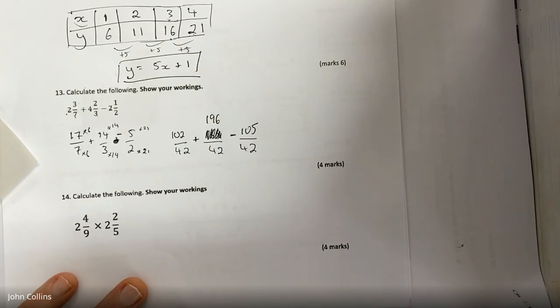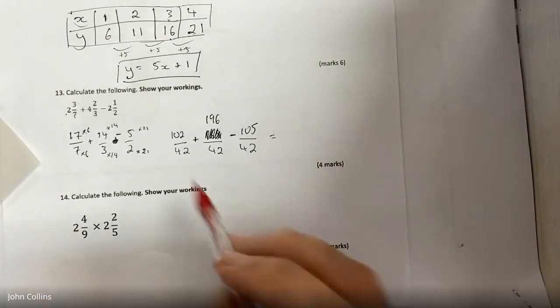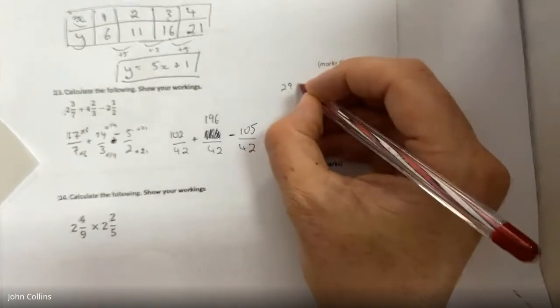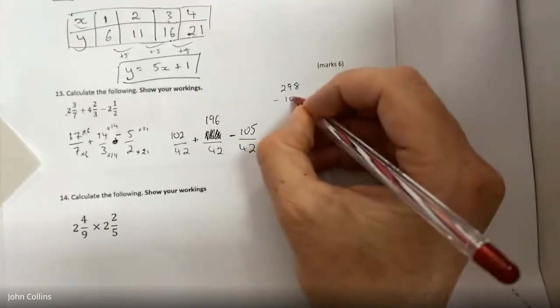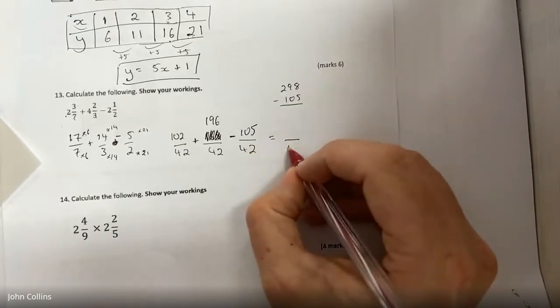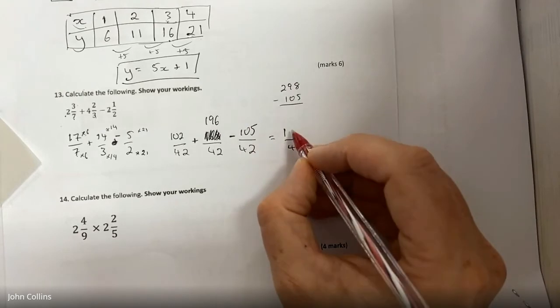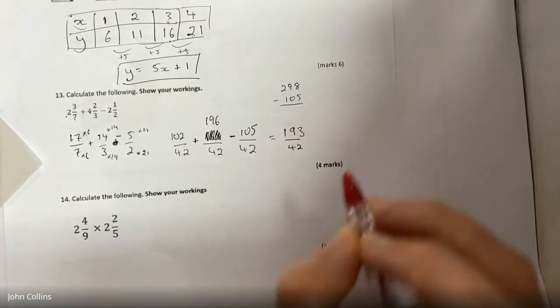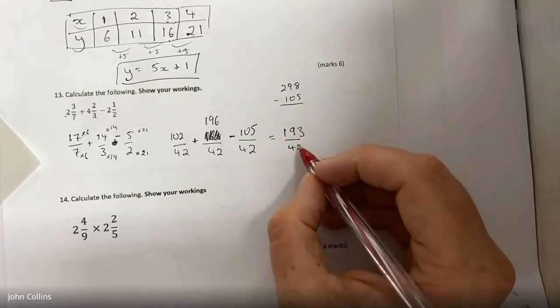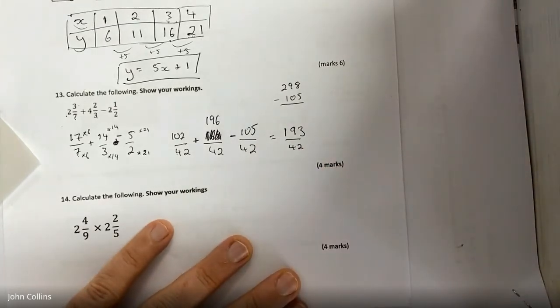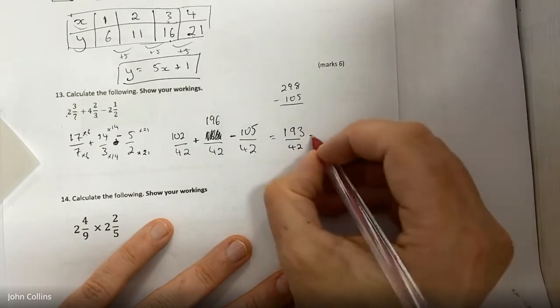Okay, so I want to do all this at once. 102 plus 196, that's 298. Take away 105. It's going to be over 42 anyway. And I get 193. And then you can simplify this. How many times does 42 fit into that? I think 4 times.